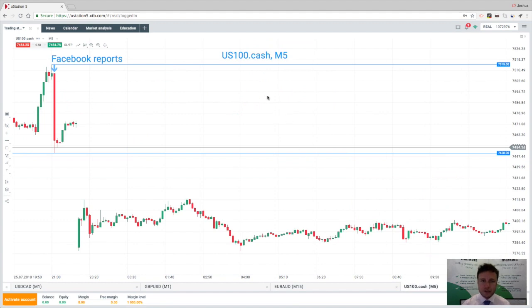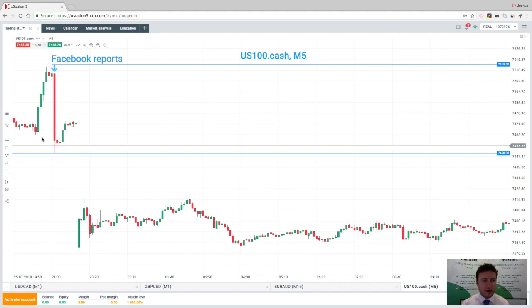Finally, this can also work for stocks. This is the US 100, so this is based on the NASDAQ 100. And you can see recently we have Facebook reporting. After Facebook reported their latest release, it was taken very negatively by the market. You can see we have this huge downside on an M5 candle, so a 5-minute candle, a drop of around 50 ticks.